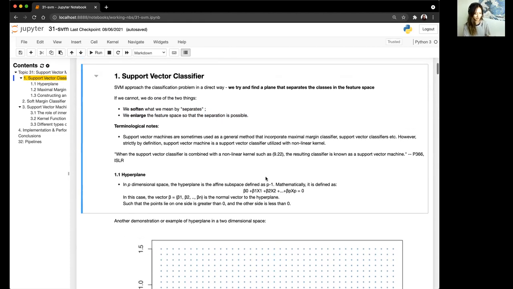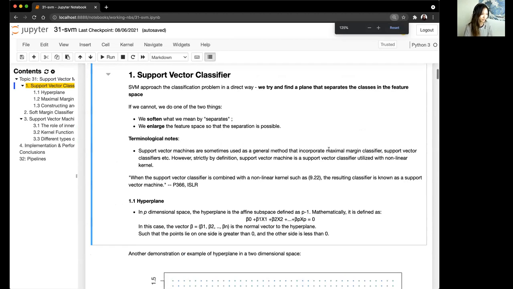All right, so for some terminology, let me zoom in for this. Support vector machines are sometimes used as a general method that incorporates the maximal margin classifier, support vector classifiers, etc. However, strictly by definition, a support vector machine is a support vector classifier with a non-linear kernel. What these kernels are, we'll talk about later.